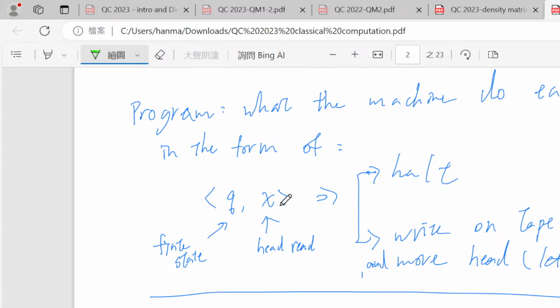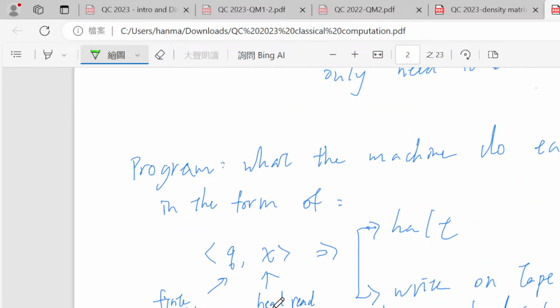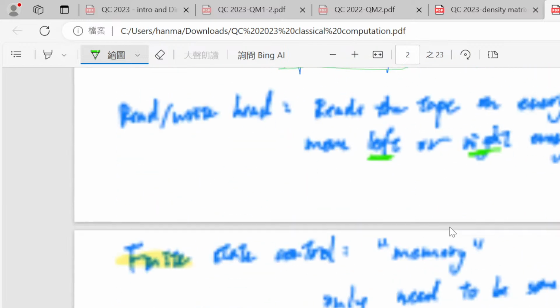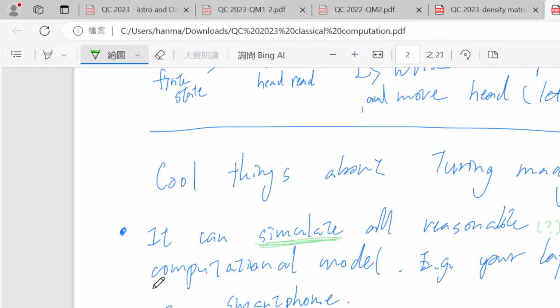So yeah, it's a pretty restrictive model as you see here because say you don't know the head position, etc. But actually, people have proven that you can do almost every computation you want on this thing. So here we just go very vaguely, so we can simulate all reasonable computational models. And for example, your laptop and your smartphone, you can model their function as a Turing machine.